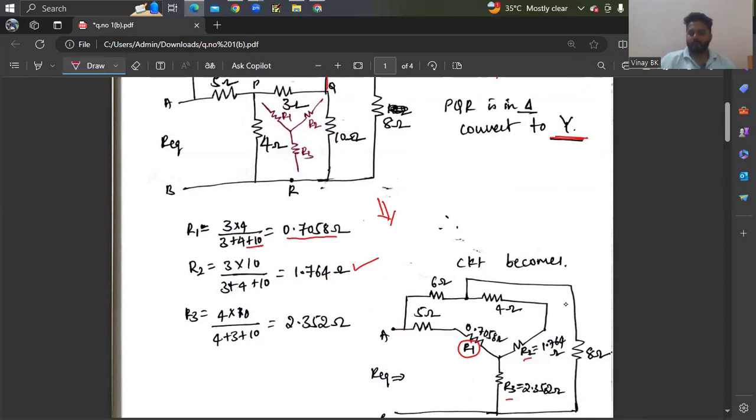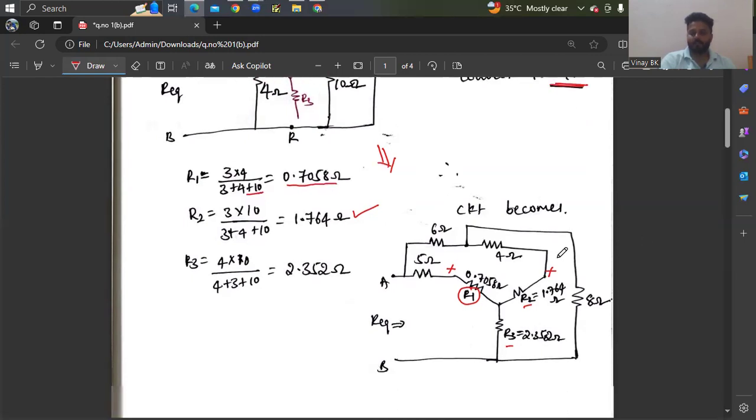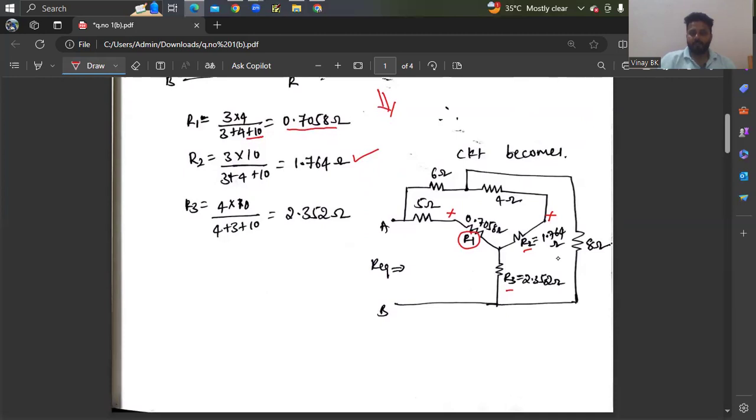Now we have to observe that this 5 ohm and 0.7058, that is R1, are in series. You need to add these two. Similarly, 4 ohm and R2 are in series. You need to add these two. Then you get an equivalent circuit. From A, we have 5 plus 0.7058, that is nothing but 5.7058, and there is the resistor R3, the same value of R3.